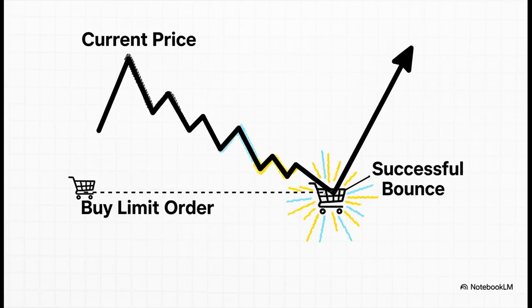Let's go back to that EUR/USD example. The market is trading at 1.1607, but your analysis tells you it's probably going to pull back a bit before it takes off. You're thinking, I don't want to pay retail for this, I want to buy the dip. So you place a buy limit order way down at, say, 1.1580, and then you wait.